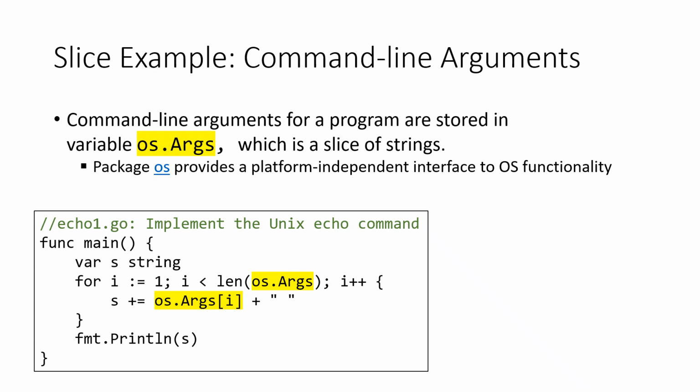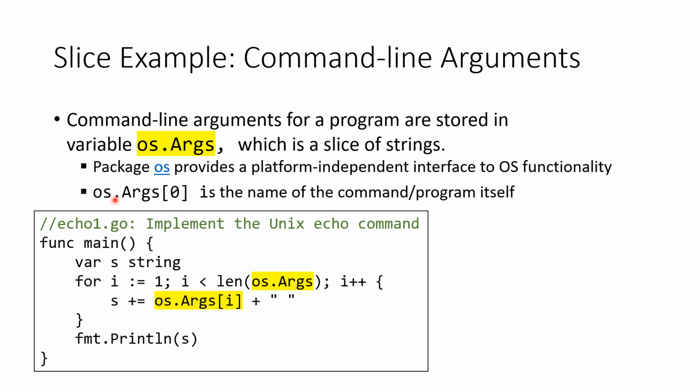An example of where slices are used is in command line arguments. Command line arguments for a program are stored in a variable os.Args, which is a slice of strings. This variable is defined in the standard package os, which provides functions and other values for dealing with the operating system in a platform-independent fashion.